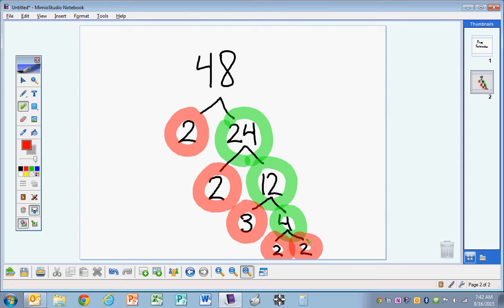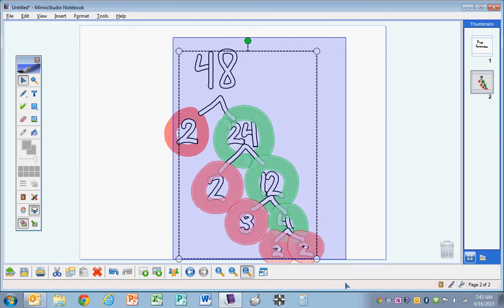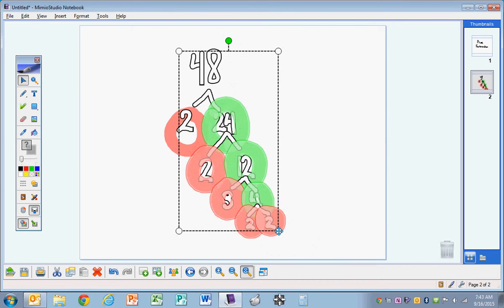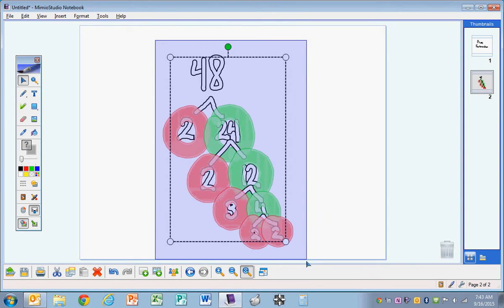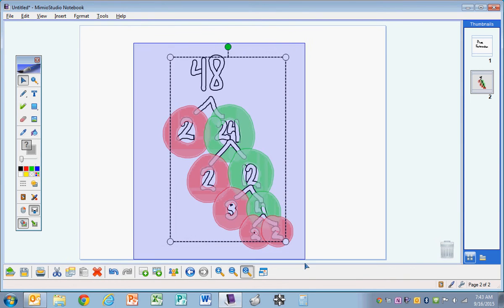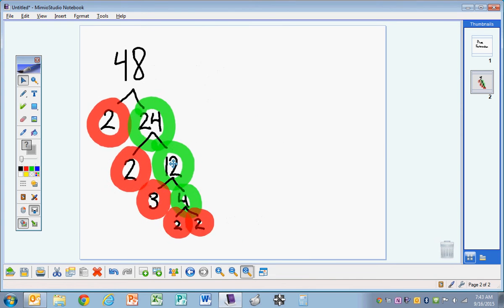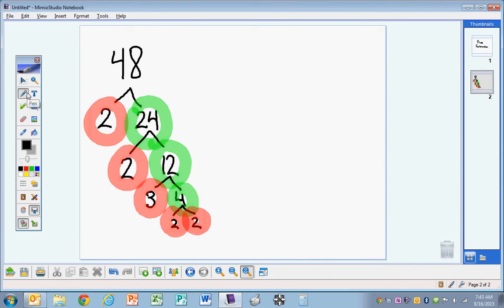Okay, that is our process for finding the prime factorization, but we are not done. I then take these numbers and I'm going to just move them off to the side for a second. My prime factorization is the process of multiplying every prime number. Now I'm not going to perform the multiplication because it's just going to take me back to 48. However, I am going to write out a multiplication string of my prime numbers.